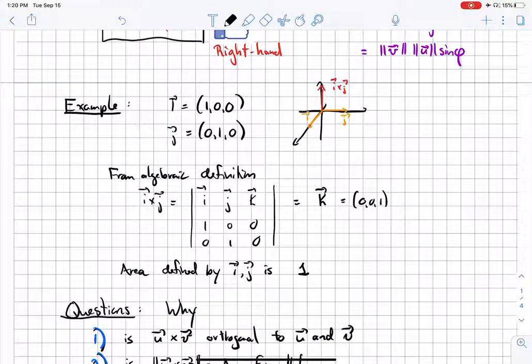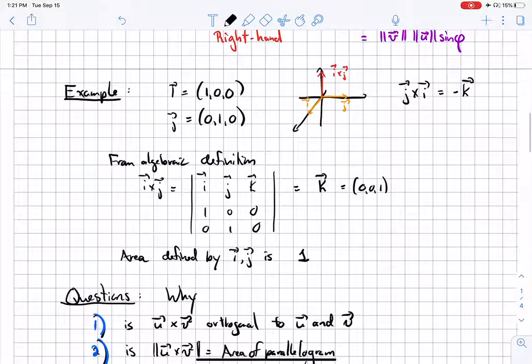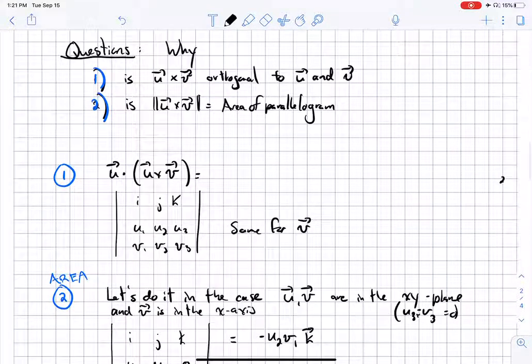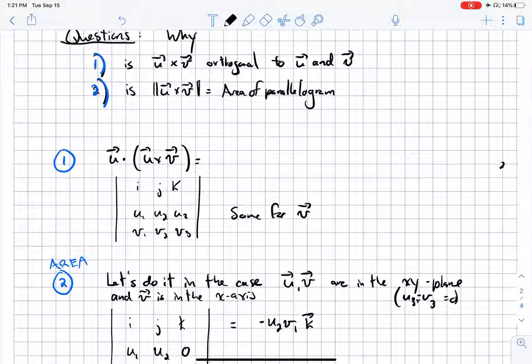So that's the simple example. If I take j cross i, and I follow the rule of thumb, my fingers of my right hand go towards j, I turn my fingers towards i, and the thumb is pointing down, so it's going to be minus k. Now, two questions. Why is u cross v orthogonal to u and v? And why is the norm of u cross v the area of the parallelogram? Let's explain that a little bit more.